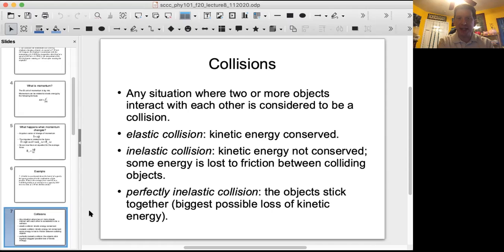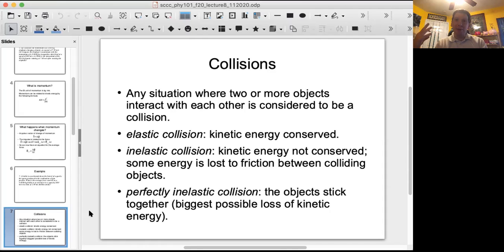So there are a couple of different types of collisions. The first type is called an elastic collision, and that's when all the kinetic energy is conserved. Typically that happens when the interaction between two surfaces is minimized, brought to basically zero. If you get the amount of friction as low as you can possibly go, then you're effectively approximating an elastic collision.